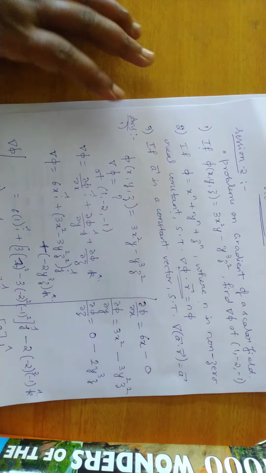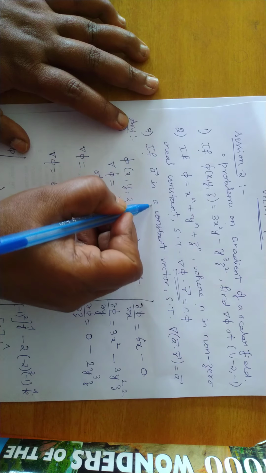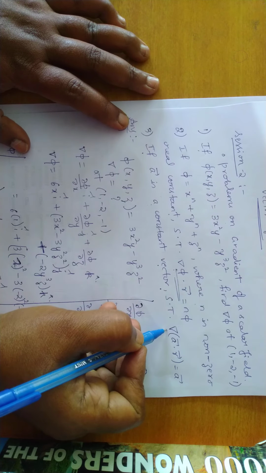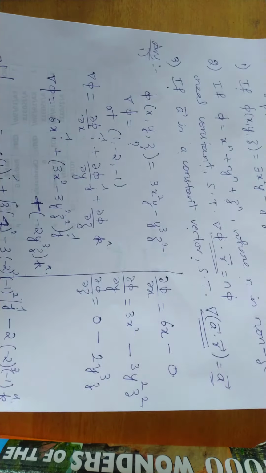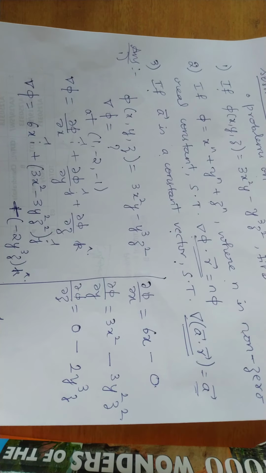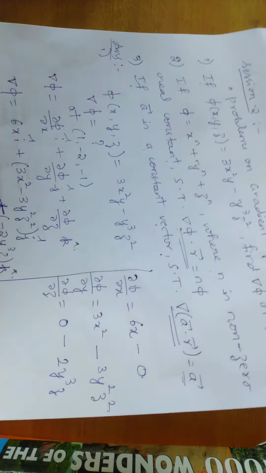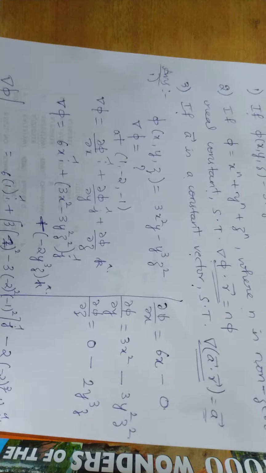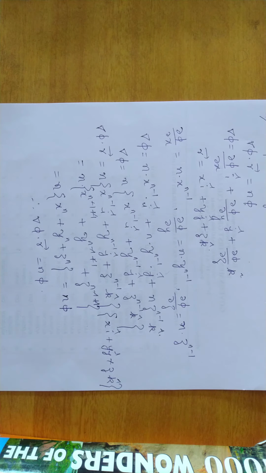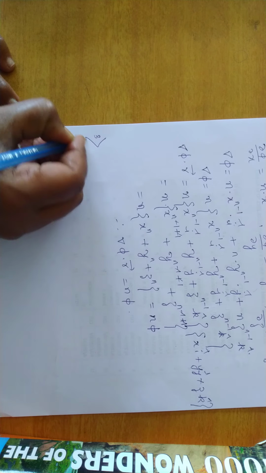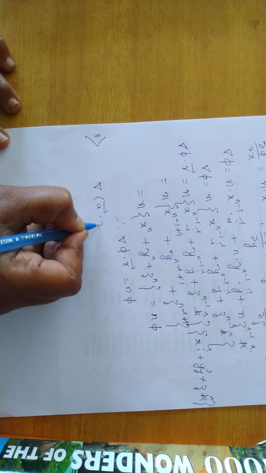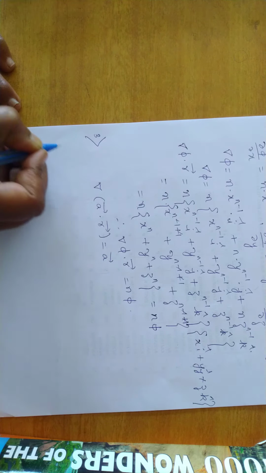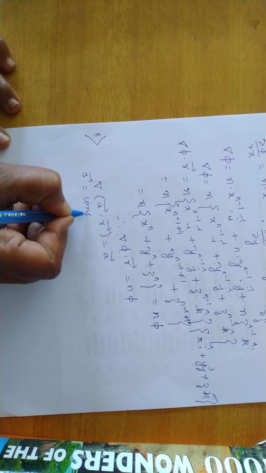Now similarly, the third problem is, if a vector is a constant vector, I have to show that grad of a dot r vector is again a vector. We need to solve this. Grad of a dot r vector is a vector. So let us try to solve this one. So the third problem is, we need to show that grad of a vector dot r vector is a vector, where a vector is a constant vector.